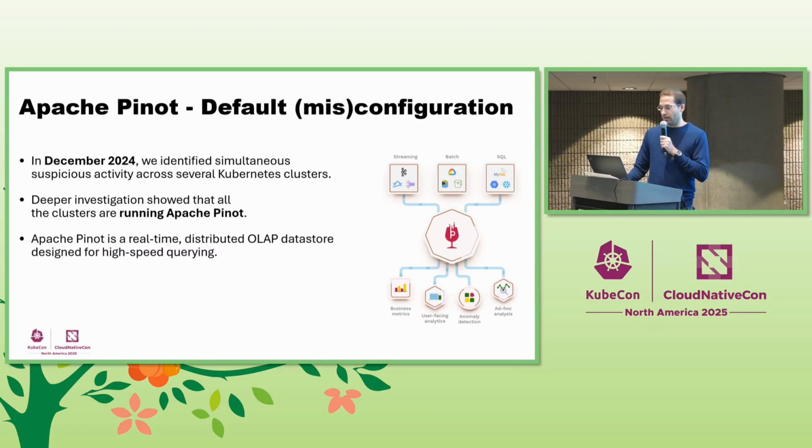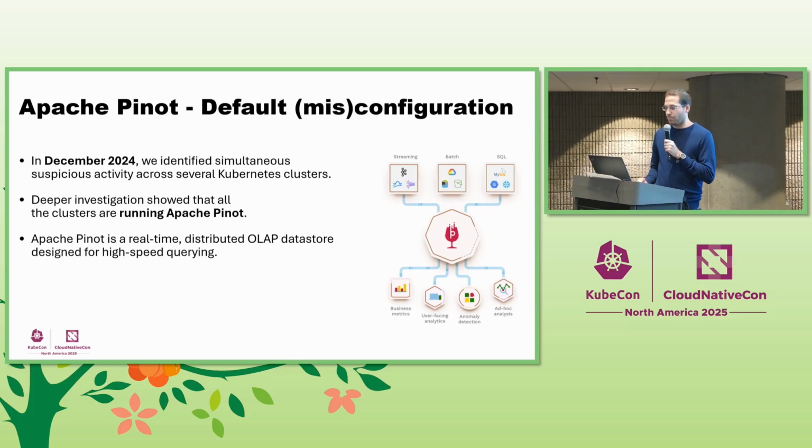Okay. So we'll talk about Apache Pinot. In late 2024, we identified suspicious network activity on multiple Kubernetes clusters. The activity occurred at the same time. It was identical activity, so we understood that there is a connection between the clusters.